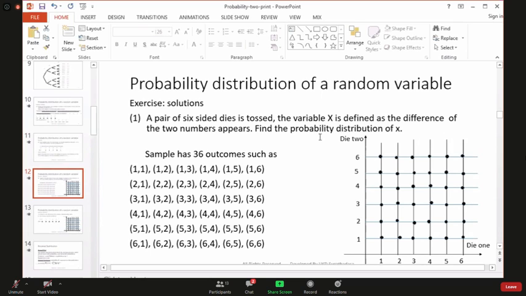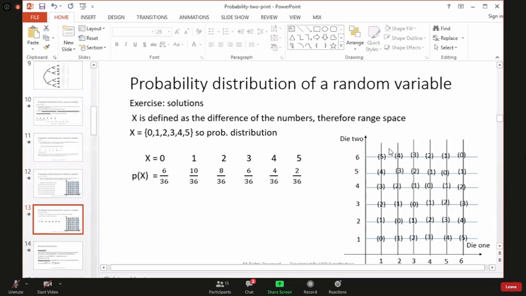X is defined as the difference of the two numbers that appear. See the two numbers that appear now. What is the difference? The minimum difference you get in the first one: 1 minus 1 is 0, 2 minus 2 is 0, 3 minus 3 is 0. The maximum difference you can have is 6 minus 1, that is 5.